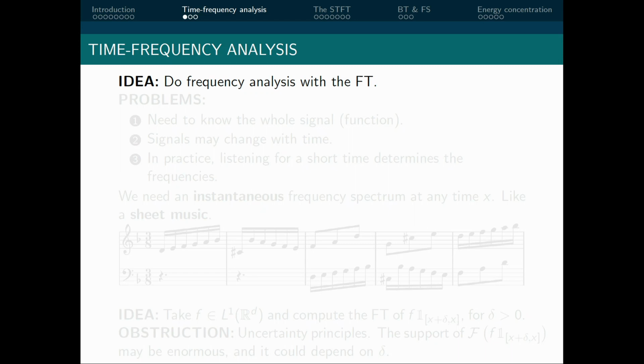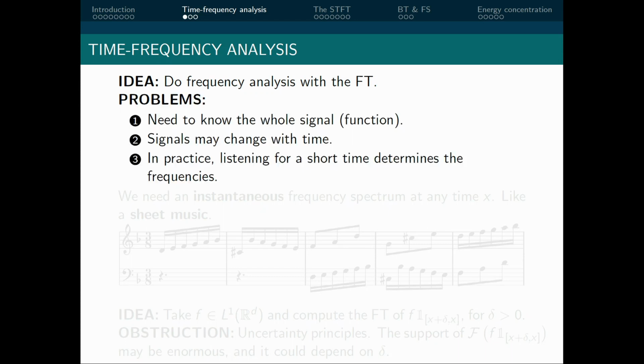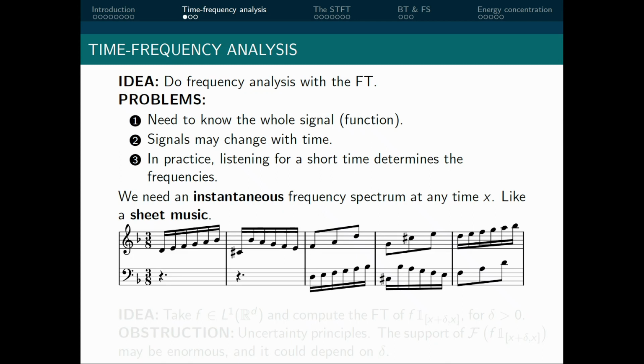So is there some way that we can analyze what's happening near a point with the frequencies? These are the problems that I just mentioned, because this is motivated as well by the fact that if you're listening to a song, you can sometimes instantly recognize what the key is or what the tone should be. Anyway, signals vary with time. So what we need is, like I said, an instantaneous frequency spectrum at any time that we want.